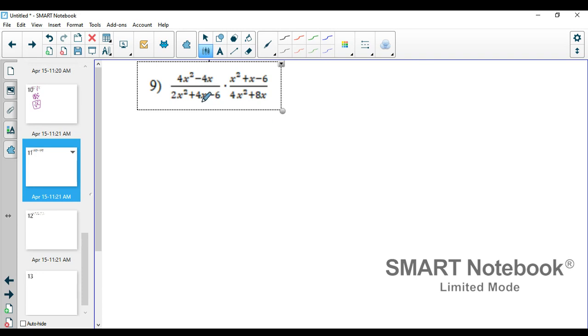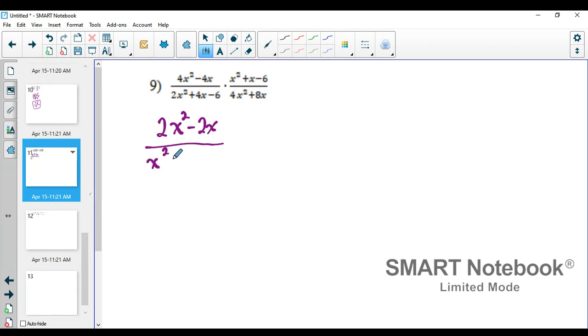So in this first fraction, everything has a factor of 2 in it. So we're just going to get rid of that factor of 2 right away so that we have 2x squared minus 2x over x squared plus 2x minus 3.